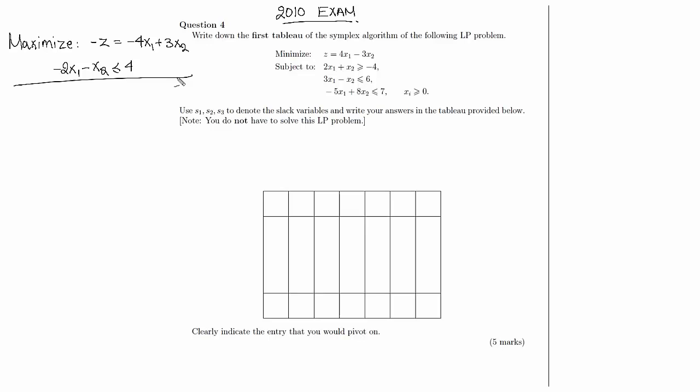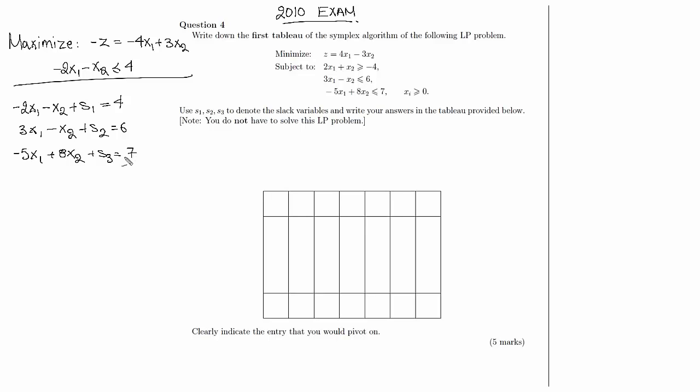Now we need to introduce the slack variables, and we do that in order to turn the inequalities into equalities. So for the first one, we're going to have minus 2x1. Remember, we changed that one, so we need to work on the one that we changed. So we have minus 2x1 minus x2 plus s1 is equal to 4. Then we have 3x1 minus x2 plus s2 is equal to 6. And then minus 5x1 plus 8x2 plus s3 is equal to 7.